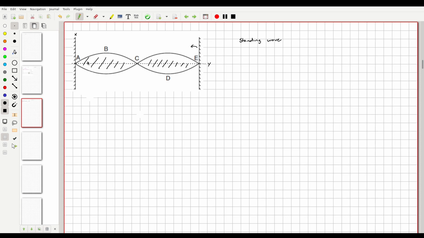Now, in reality, it's actually vibrating, moving back and forth very quickly. But the trick here is that this distance between here and here, which we'll call L, needs to be some integer multiple of half wavelengths. Okay. Now, so what happens if it's not?